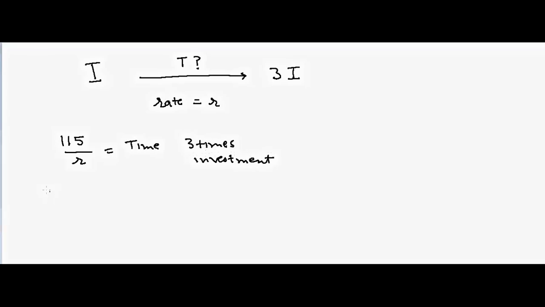For example, if the interest rate is 10%, then time will be equal to 11.5 years. So this is the approximate time. If the interest rate is 1%, then time would be equal to 115 years.